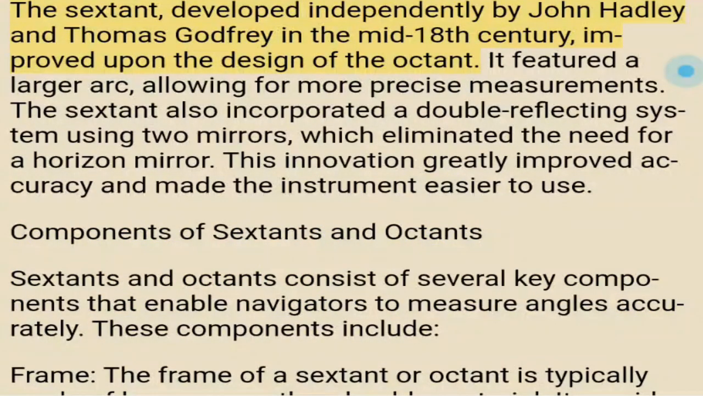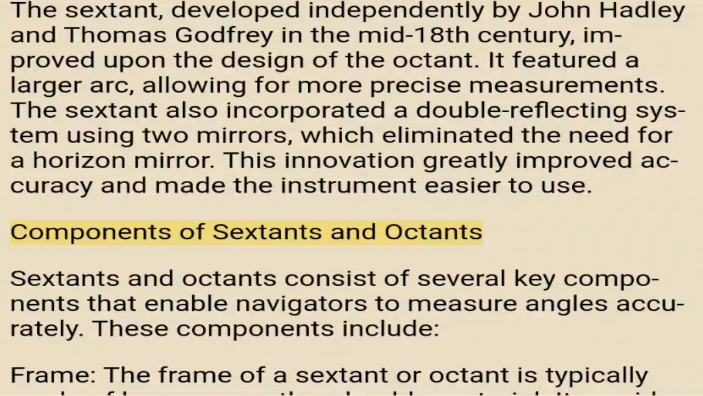The sextant, developed independently by John Hadley and Thomas Godfrey in the mid-18th century, improved upon the design of the octant. It featured a larger arc, allowing for more precise measurements. The sextant also incorporated a double reflecting system using 2 mirrors, which eliminated the need for a horizon mirror. This innovation greatly improved accuracy and made the instrument easier to use.